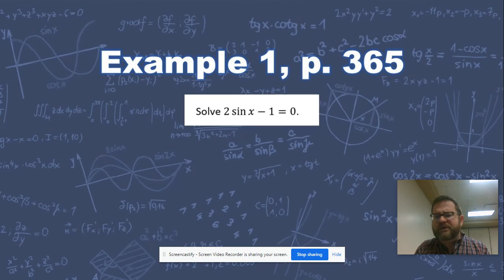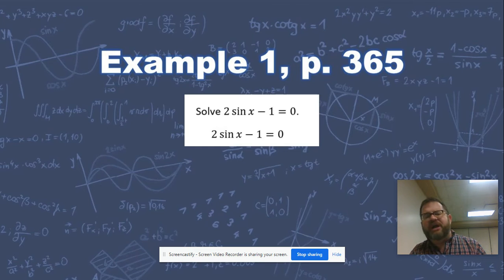Let's work through example 1 on page 365. This example here just says solve this simple equation here, 2 sine x minus 1 equals 0. All right, make sure you understand the order of operations here. This is 2 times the sine of x, and then that whole thing minus 1 is equal to 0. So if we were going to attack that little problem here, we would take it like this, as it was given in the book. And I think we can all agree that the first step would be to move that negative 1 to the other side.